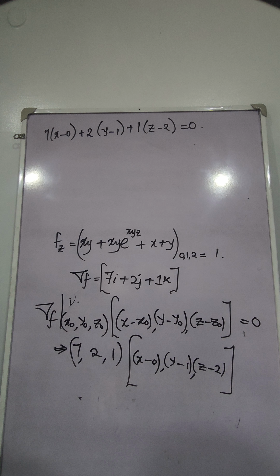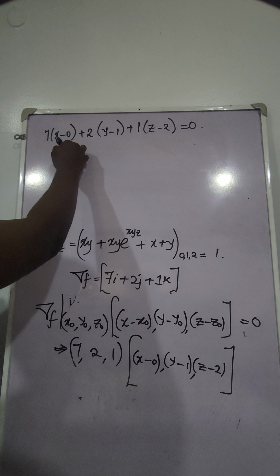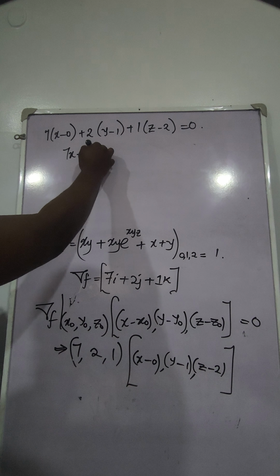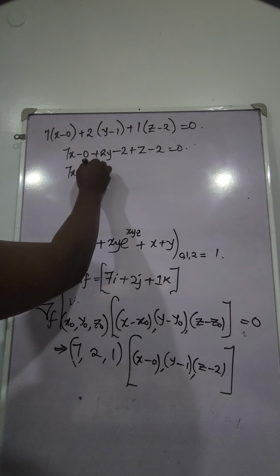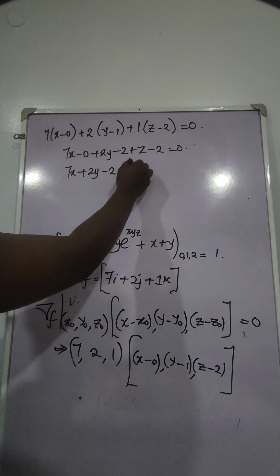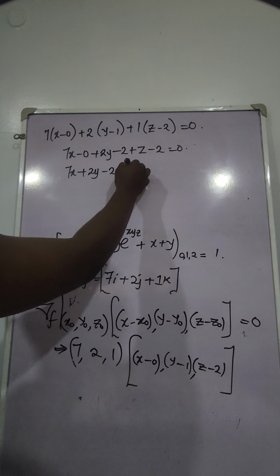And so at the end of the day, our equation of tangent will be 7x minus 0 plus, we're opening the bracket right now, 2y minus 2 plus z minus 2 equals 0. So we have 7x plus 2y minus 2 plus z minus 2 equals 0. So this is our equation of tangent. That's our equation of tangent.